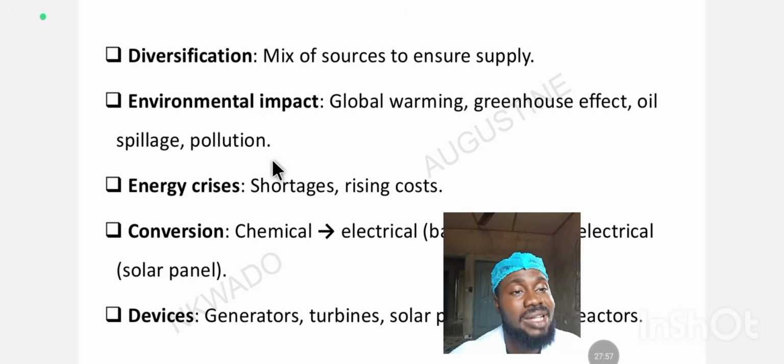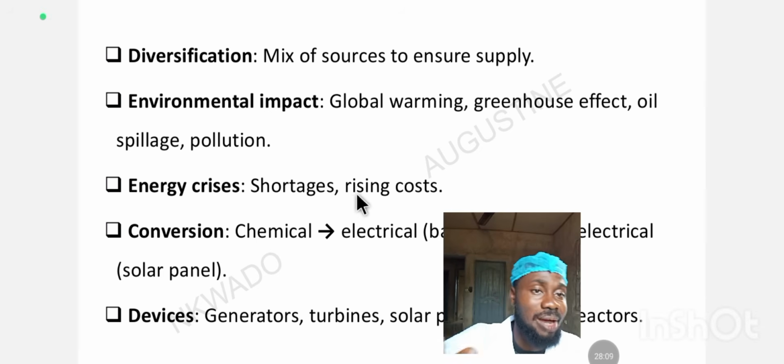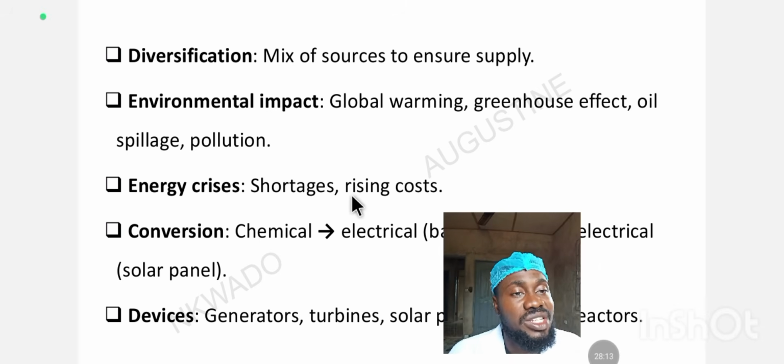And you also have water pollution, especially when chemicals are released into the water bodies, or when companies or industries use water from the sea to cool their machinery and send that hot water back to the sea, which is very detrimental to aquatic life. So that's the impact on the environment.